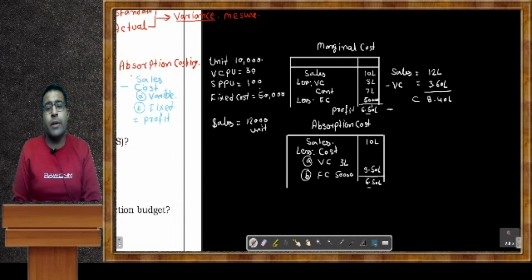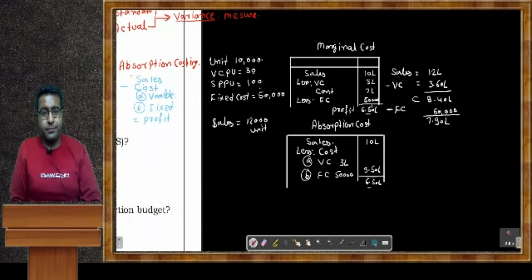Now we have to deduct fixed cost. Either we sell 10,000 units or 12,000 units, according to marginal costing, fixed cost always remains the same, whether sales increase or decrease: 50,000. Then overall profit is 7,90,000.